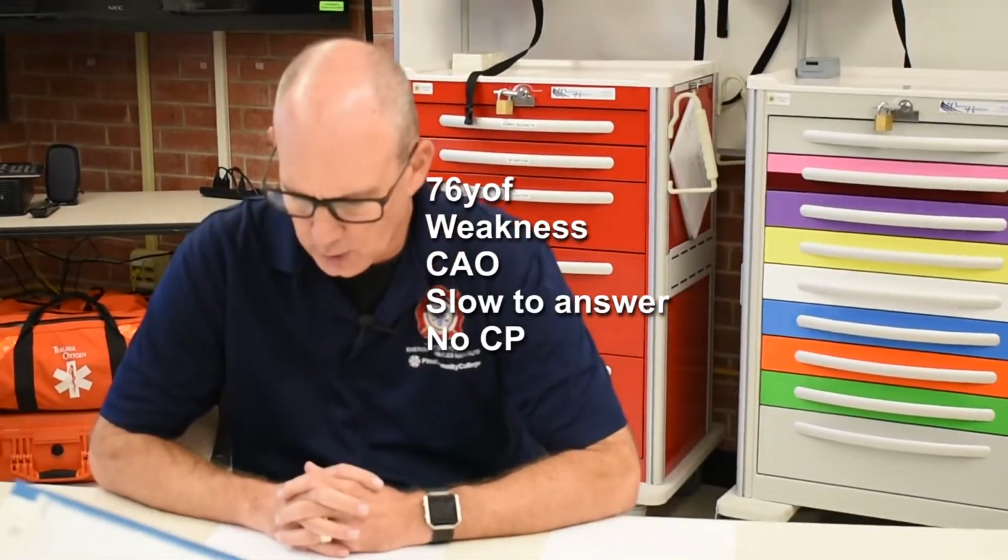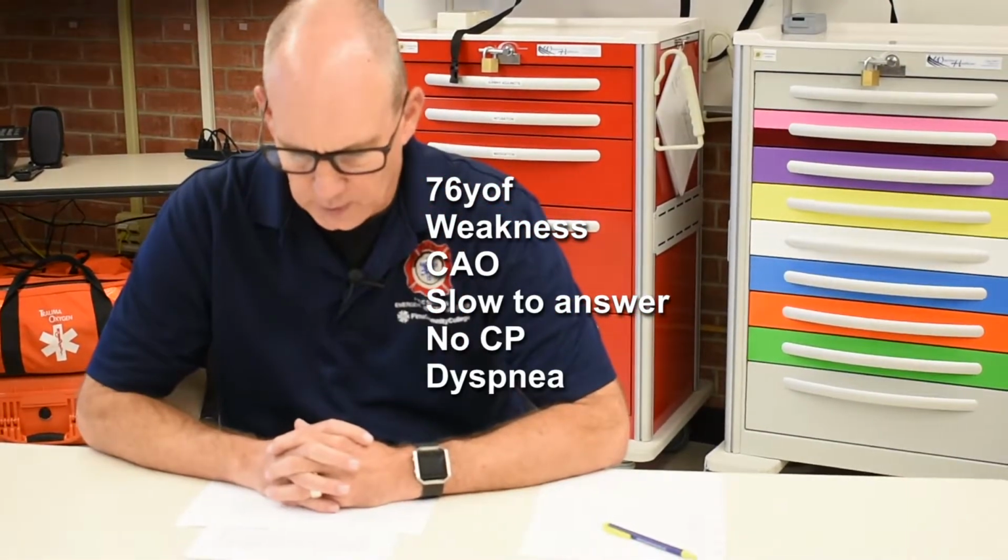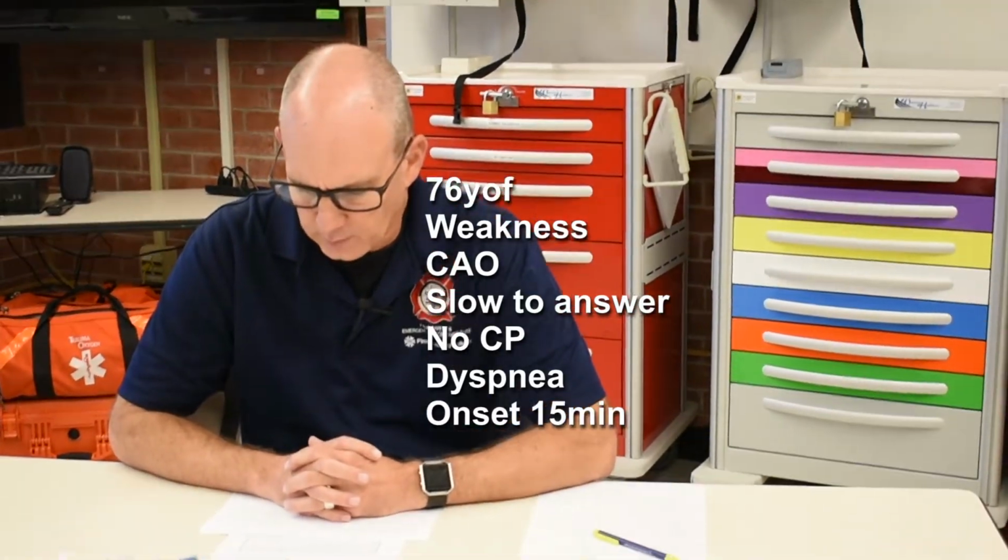You're a paramedic with an urban EMS system. You and your partner respond with a 4-person engine company to the following patient. Patient's a 76-year-old female with a chief complaint of feeling weak. She is conscious and alert and slow to answer your questions. She has no chest pain, but has a slight amount of dyspnea. This came on suddenly about 15 minutes ago.